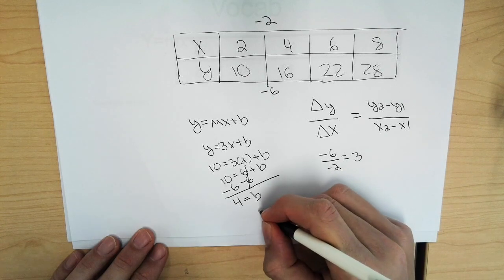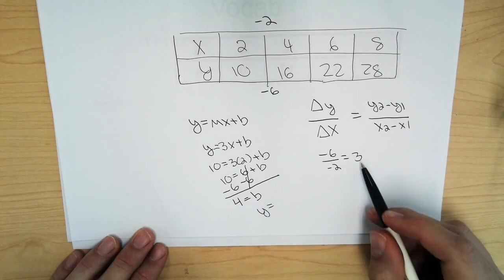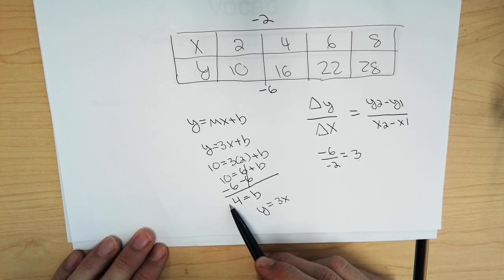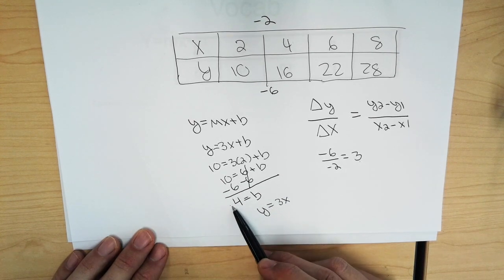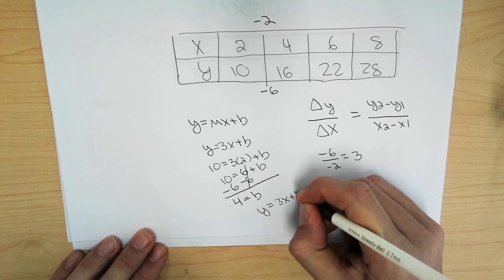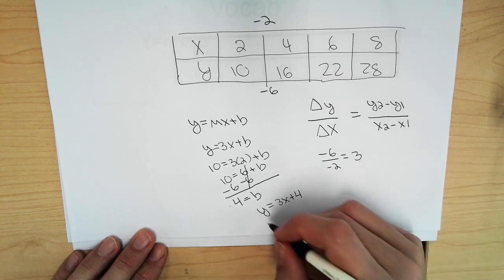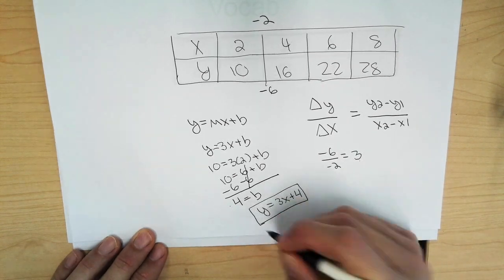So our equation is y equals 3x. Remember, there's a plus 4 in front of this. There's a plus in front of this 4. So our answer then is y equals 3x plus 4. That's our equation for our table.